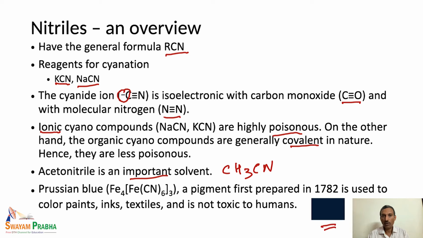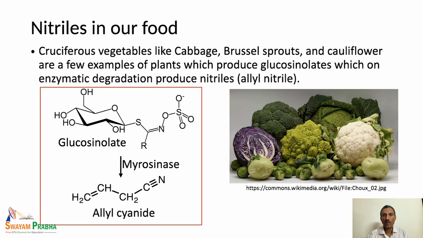If we go back to the history of cyano compounds, basically Prussian blue, which is the first pigment, prepared in 1782, which is generally used to color cloths, paints, inks, textiles, etc., is the first cyano compound identified, and the color is given here. This is generally non-toxic to humans. And of course, many of the foods we eat also contain various nitrile compounds. These are mainly organic nitrile compounds, so they are comparatively harmless.